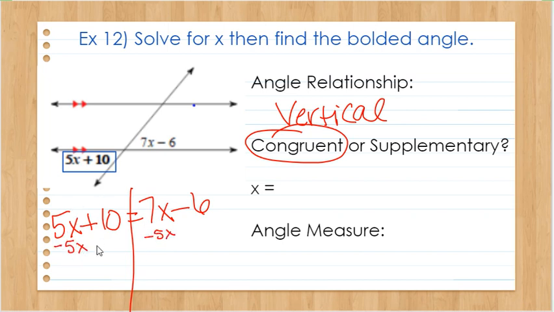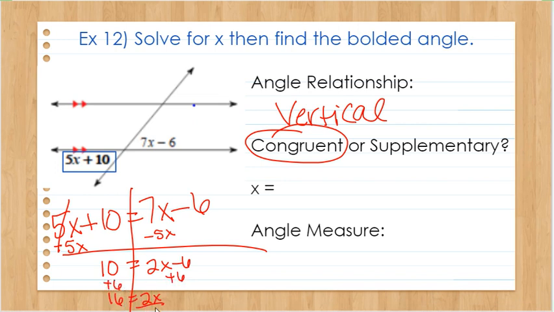So I'm going to subtract 5x from both sides. So that gives me 10 equals 2x minus 6. I'm going to add 6 to both sides. So that gives me 16 equals 2x. Divide by 2, and x equals 8. So x equals 8.